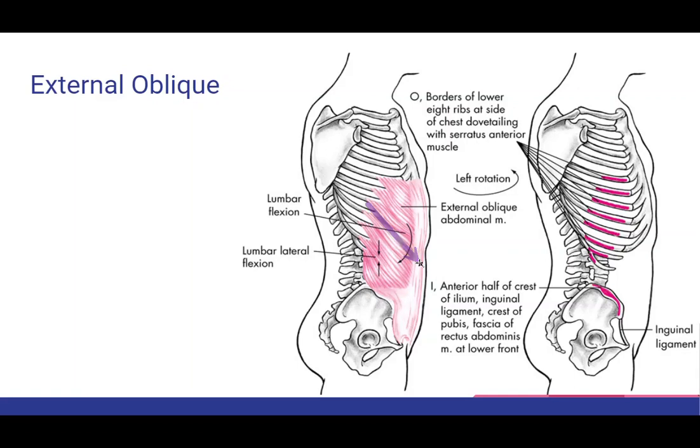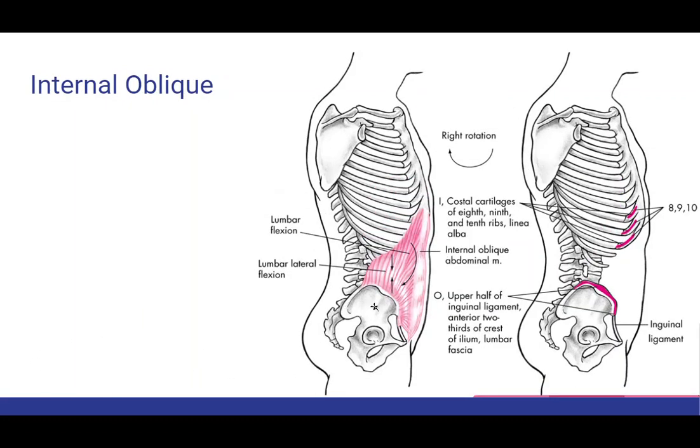And again, bilaterally, they create flexion. They're contralateral rotators, so the left external oblique rotates you right. They're ipsilateral lateral flexors, so the left external oblique will help with lateral bend to the left.